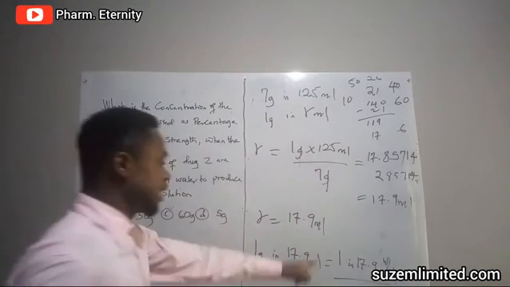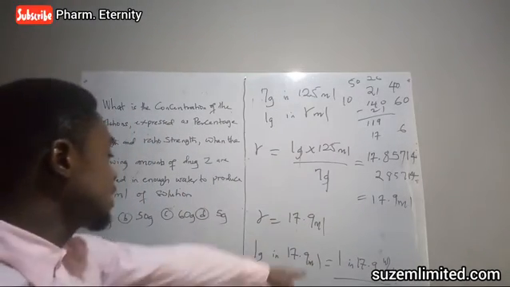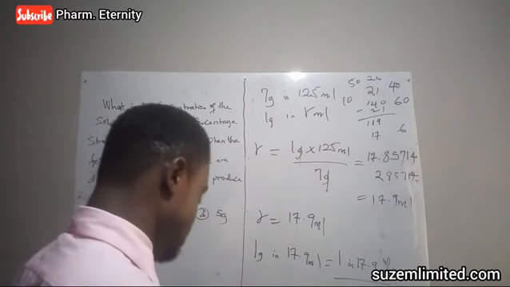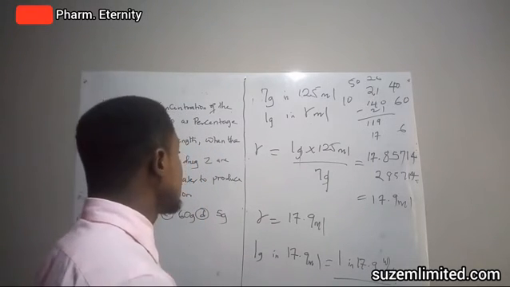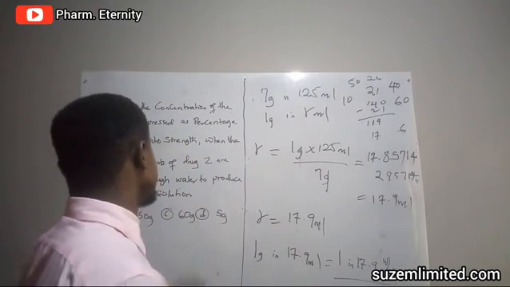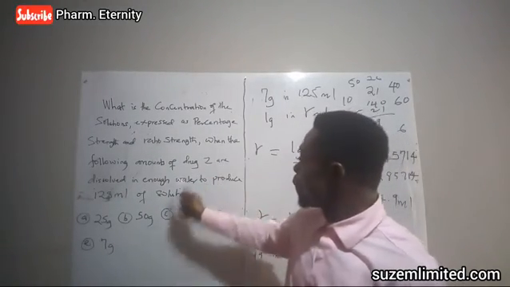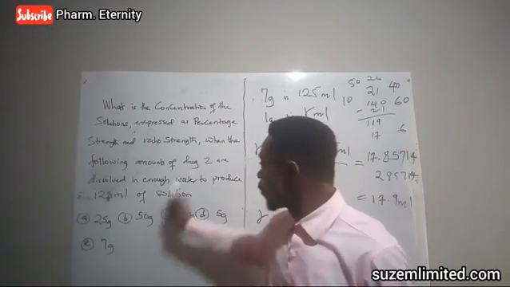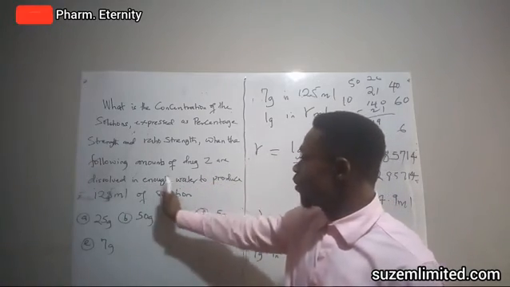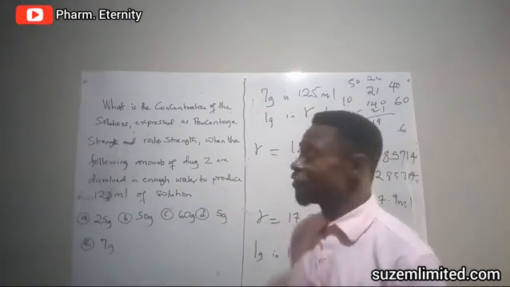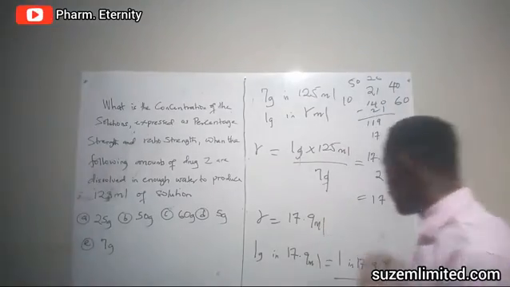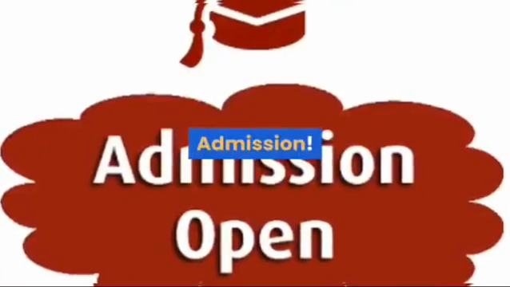So this is the ratio strength for when 7 grams of drug Z is dissolved in enough water to produce 125 ml of solution. This is the ratio strength.